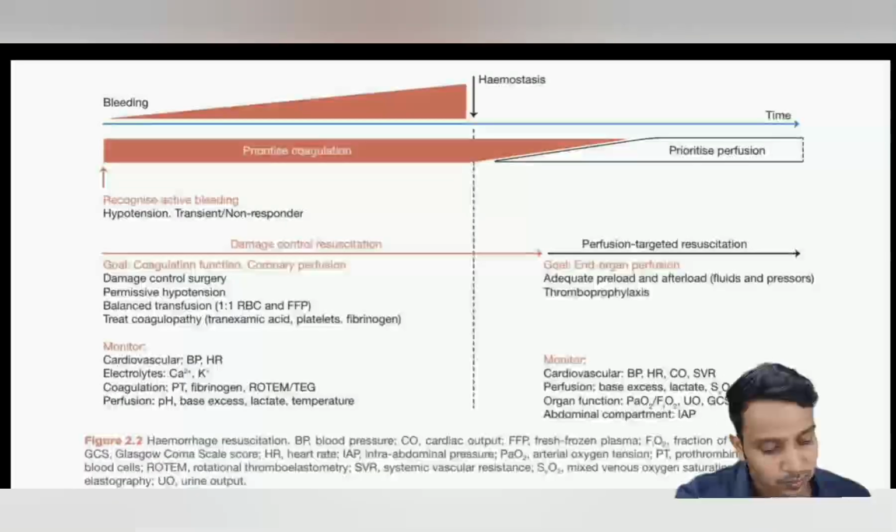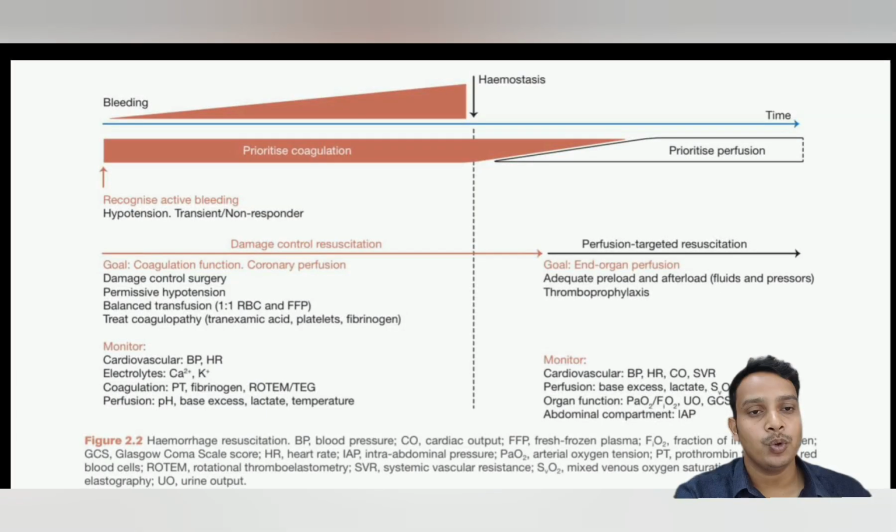And also one more table is given from the Bailey and Love, that is damage control resuscitation and perfusion targeted resuscitation. Whenever you are seeing a patient with trauma or any kind of injury, initially the management is by damage control resuscitation. First you have to recognize any active bleeding from the periphery, stop the bleeding by pressure application or suture, then give your fluid challenge test.